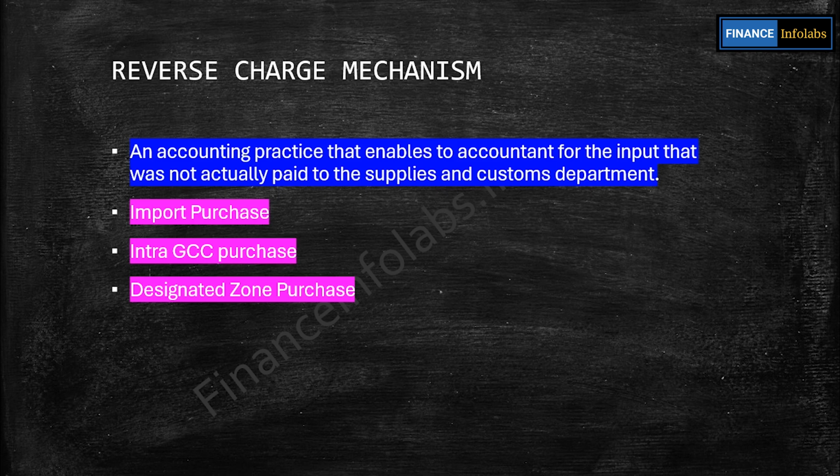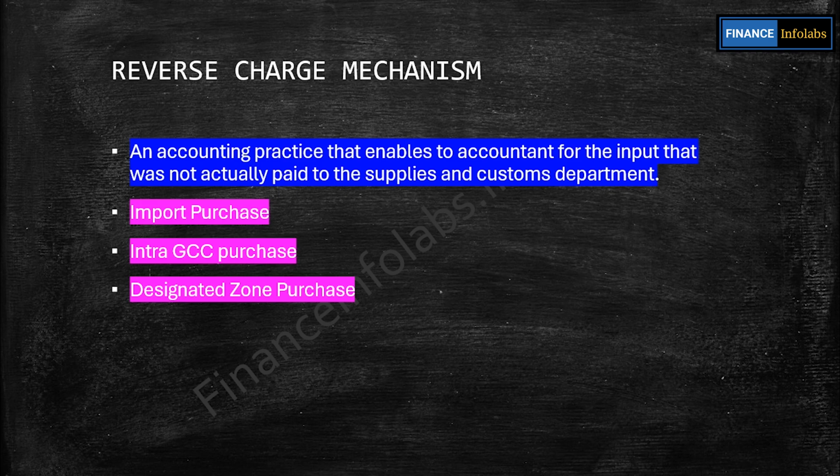Import purchases. If you're importing goods into the UAE, you're responsible for accounting for VAT, even if the supplier doesn't charge it. The VAT is paid to customs and can be reclaimed, provided the business is VAT registered. Intra-GCC purchases. When purchasing goods or services from another GCC country, the reverse charge mechanism applies. The buyer in the UAE accounts for VAT at the standard rate, even if the supplier doesn't charge VAT. Designated zone purchases. For purchases from designated zones, special areas where certain goods are treated as outside the UAE, you'll need to self-account for VAT, even if the supplier doesn't charge VAT.